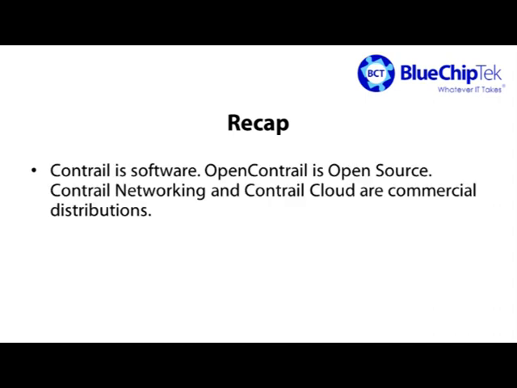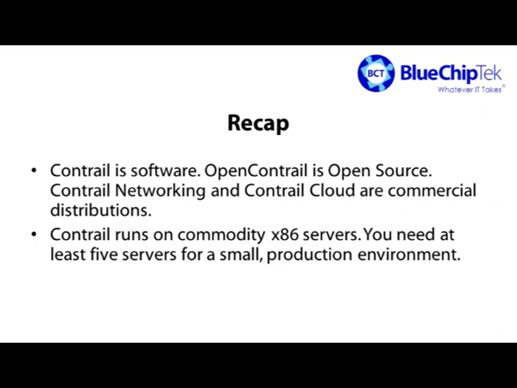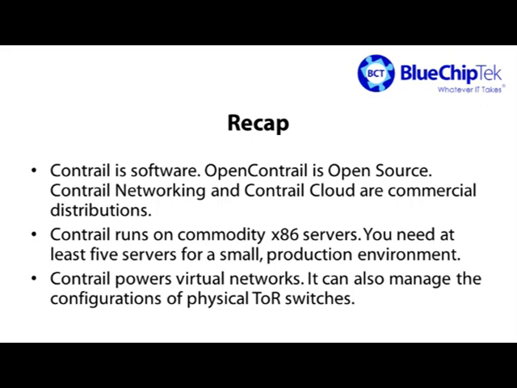In this episode, I was just looking to introduce some Contrail concepts to give you context for future episodes. I've already covered quite a lot, so let's recap. Contrail is software. OpenContrail is completely open source. Contrail Networking and Contrail Cloud are Juniper's commercial distributions. Contrail runs on commodity servers. You only need a single physical server or virtual machine to kick the tires. For anything more serious, you'll need at least 5 physical servers. Contrail provides the control plane and data plane for OpenStack and vSphere virtual networks. Contrail can also manage the configurations of physical top-of-rack switches.